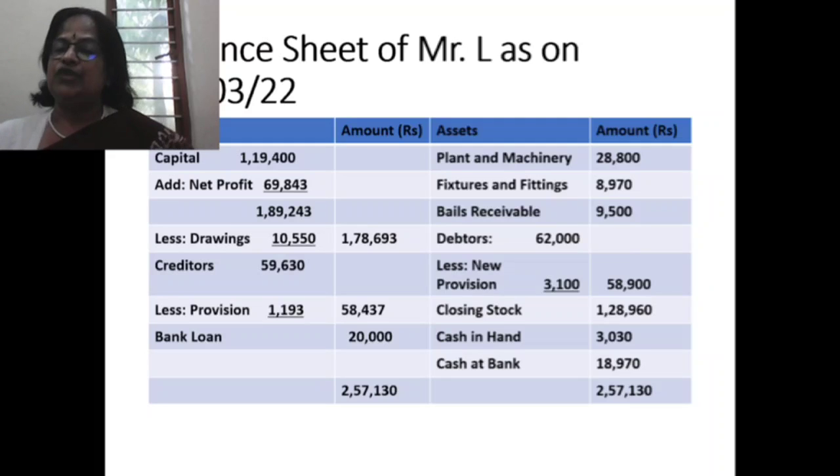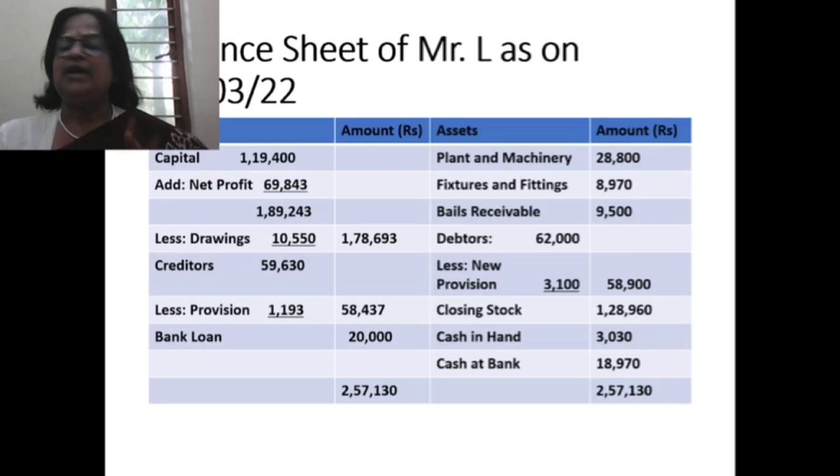So total of the liability side 2,57,130. This should be the same for the asset side also, to see that the problem is correct and the working is correct. Plant and machinery 28,800, fixtures and fittings 8,970, bills receivable 9,500, debtors inner column 62,000 less new provision 3,100, so 58,900. Now closing stock 1,28,960. Cash in hand 3,030. Cash at bank 18,970. Total of the asset side 2,57,130. So this is what I want to explain in this module.